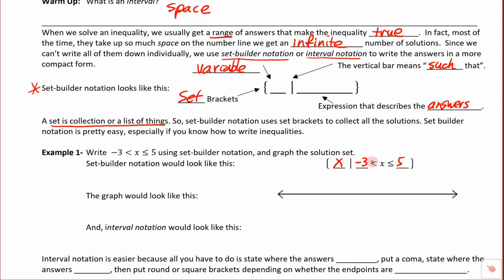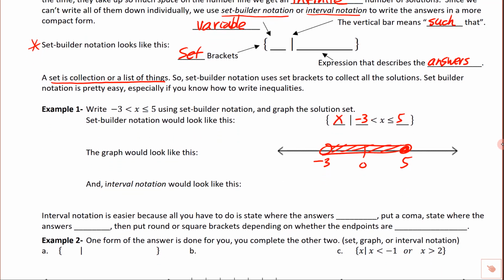The graph of this would look like this. So what we're talking about is we've got -3 here. We're going to circle that. We've got 5 here. We're going to circle that. 0, of course, is somewhere about right there. And we're going to fill this in right here, and we're going to shade from here to here. These are all the answers, okay? So this is set builder notation. That's how we'd write it just with an inequality. And this is what the answer looks like if we graph it.